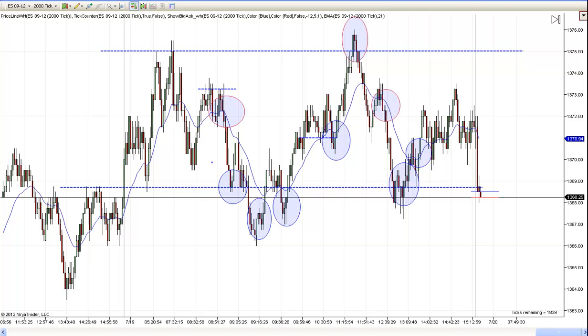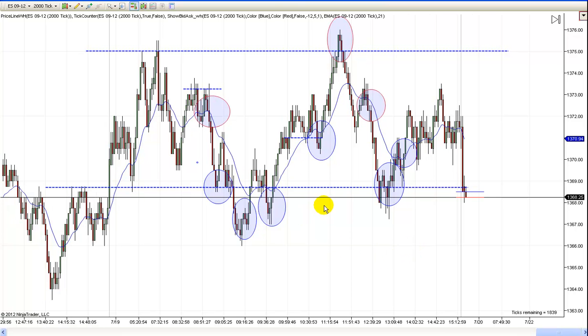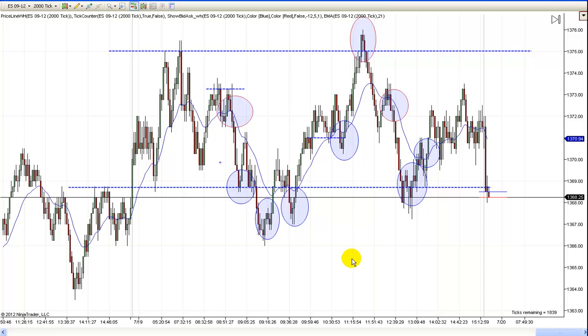This will be our chart lesson for today. And really all we had was a nice trading range today. It wasn't even a very big trading range, although it did move pretty quickly from side to side.